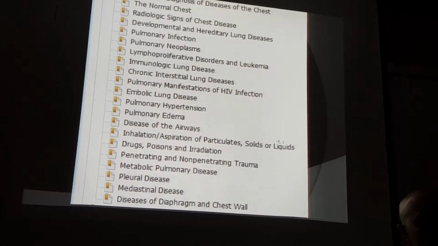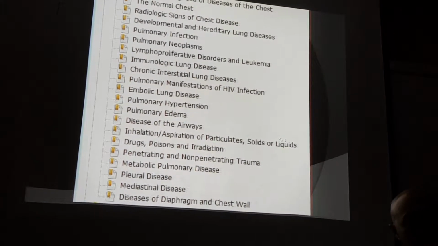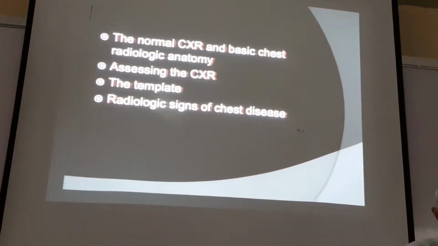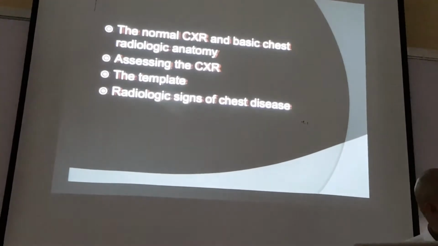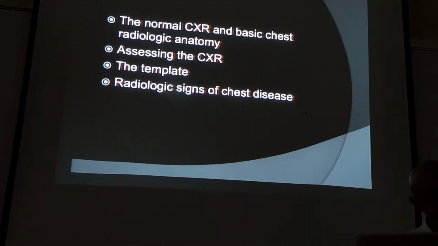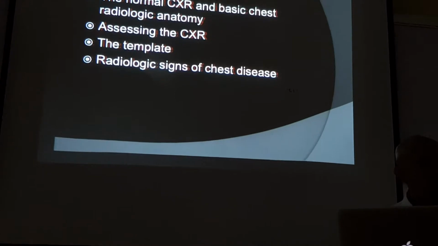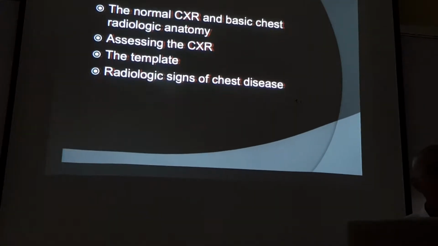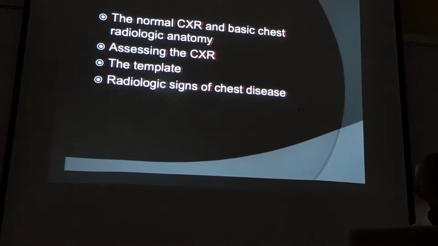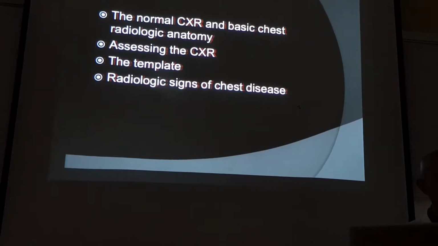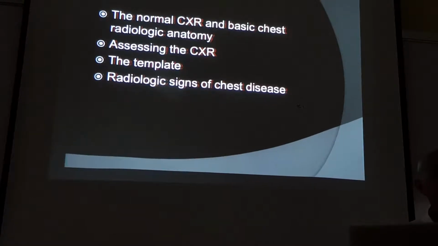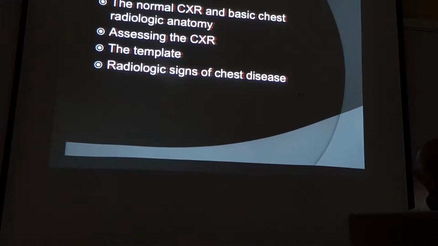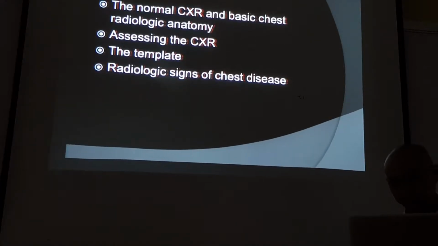So it's a really hard thing to cover. Basically, what I will be discussing for this part, from now until 2, is the normal chest X-ray, basic anatomy, and how you relate that to the chest X-ray. How you read your normal chest X-ray, and I'll be talking a bit about the template that we use. I'll be talking about radiologic signs of chest diseases in the next lecture.